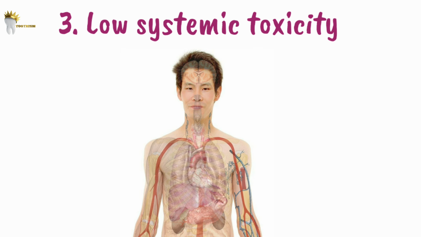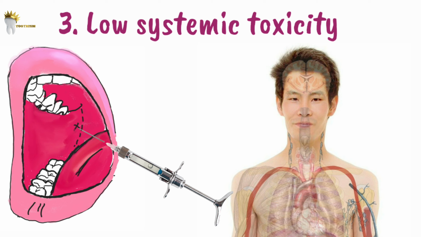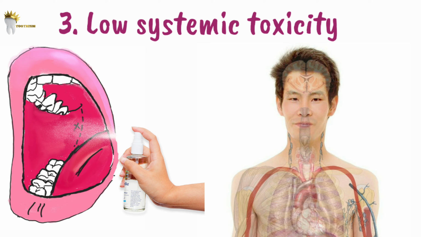Systemic toxicity of the local anesthetic should be low. This is very important because when we inject the local anesthetic, they are absorbed into the blood vessels, so they can have adverse effects on the cardiovascular system. This is also true in case of local anesthetic that is applied topically. Toxicity is different for different local anesthetics.